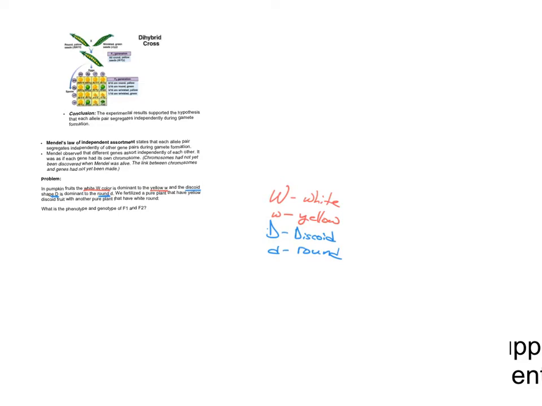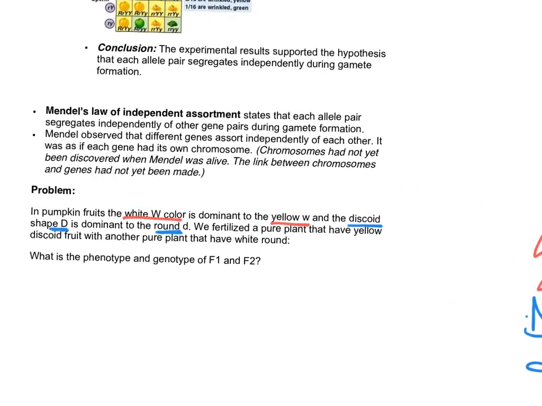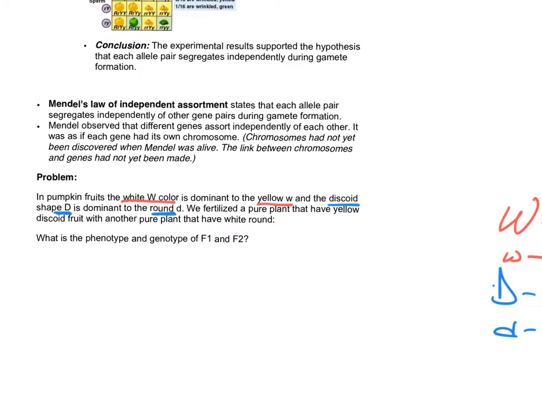So we fertilize a pure plant. I don't like that word pure. You know why? They're using the word pure. What do they mean by pure plant? They mean homozygous. They mean true breeding. What you'll see in most cases today, we use the words true breeding. True breeding plant, which means homozygous. So let's make sure we understand that.